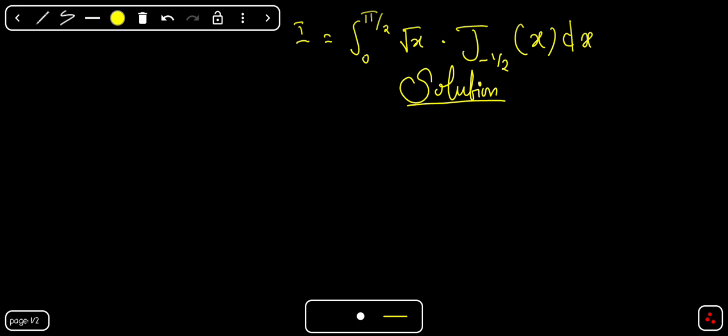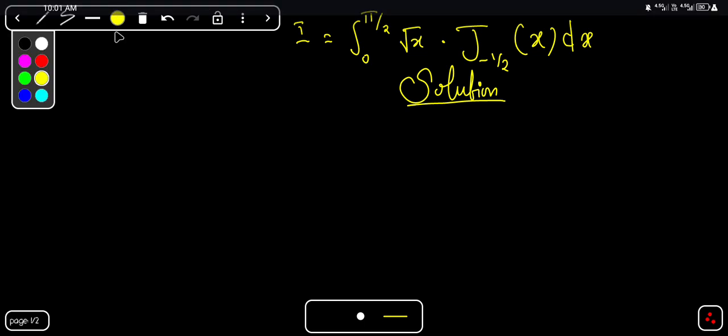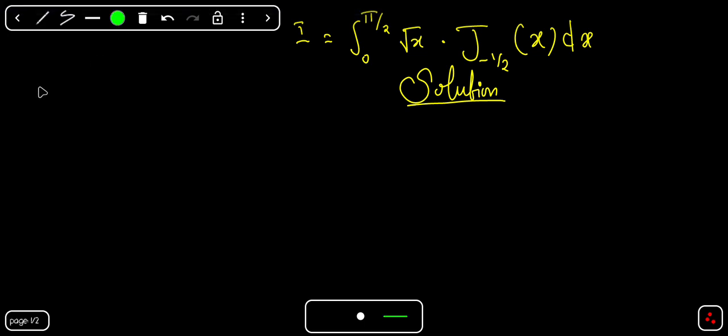Let's dive into the solution. All right, so the first thing for us to be able to solve this problem is to know what this Bessel function is, the Bessel function of order negative half. So the first thing I'm going to do now is to write out the general summation formula for the Bessel function of order n.